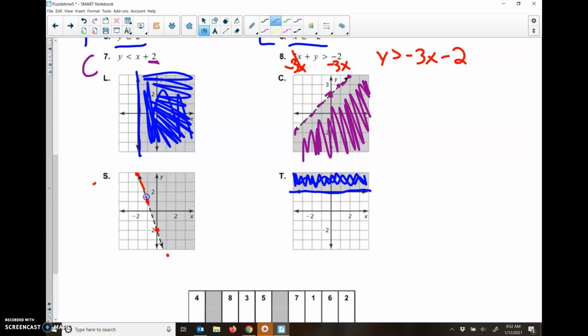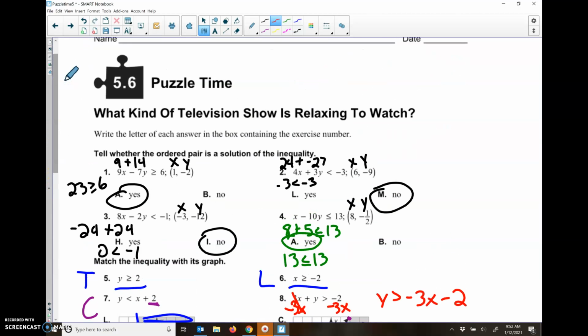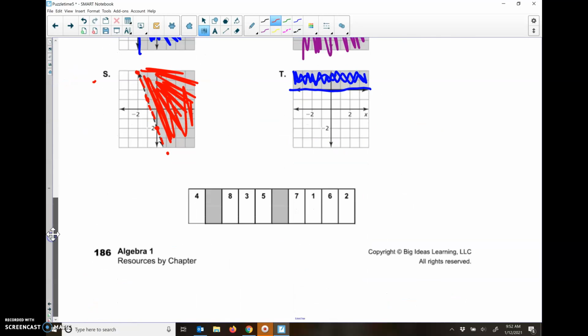It should be a dashed line because it's just a greater than sign, not a greater than or equal to sign. And since it's a greater than sign, I'm shading everything above the line. So those would be my possible answers there. So then the answer to this joke is, what kind of television show is relaxing to watch? And the answer would be a sitcom.